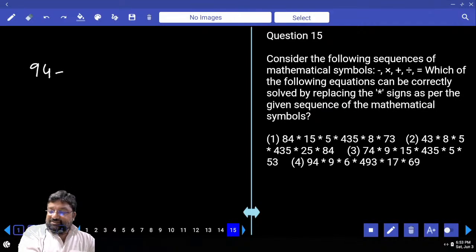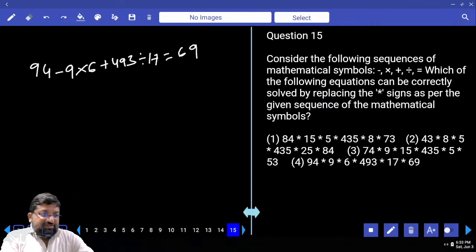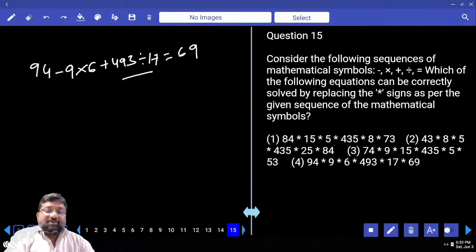94 minus 9 into 6 plus 493 divided by 17 equals to 69. Is 493 divisible by 17? Yes, for sure, 493 is divisible by 17. How many times? 29 times.